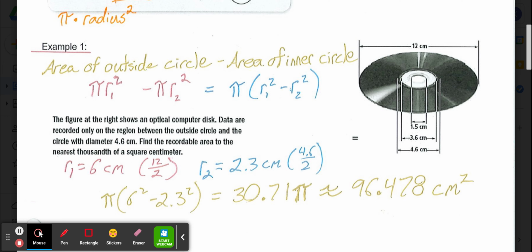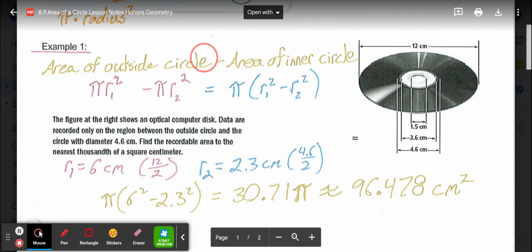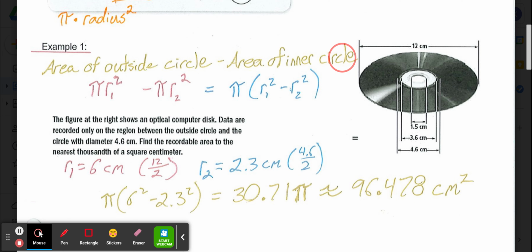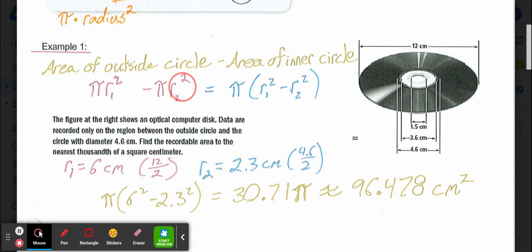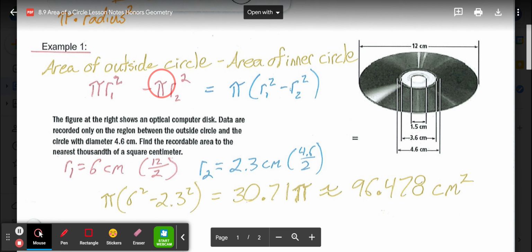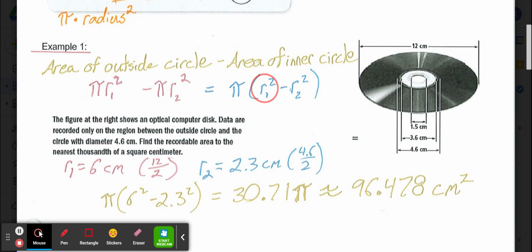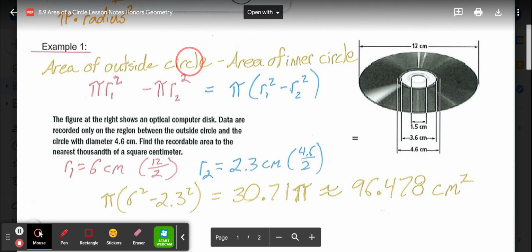So right away, what I think about in this problem is the area of the outside circle minus the area of the inner circle is what will give me my recordable space. So we'll represent the outside circle, pi times radius 1 squared, and the inner circle, pi times the radius 2 squared. And we could factor out the pi, because they both have pi in common. So it'd be pi times, and then in parentheses, radius 1 squared minus radius 2 squared. And that all comes from this idea, area of outer circle minus the area of inner circle.